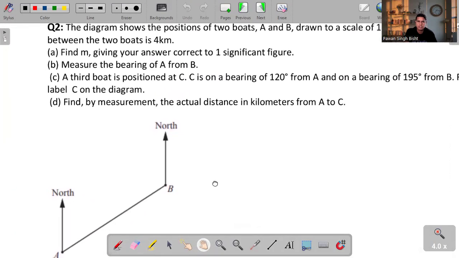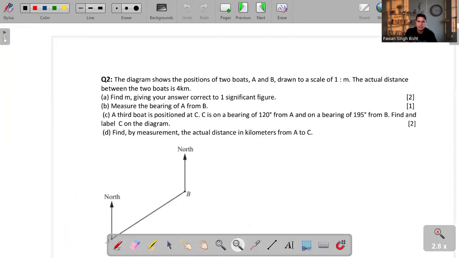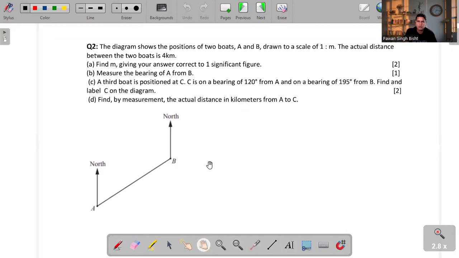The diagram shows the position of two ports, A and B, drawn to a scale of 1 to m. The actual distance between the two ports is 4 kilometers. Find m, giving your answer correct to one significant figure. Okay. Right.